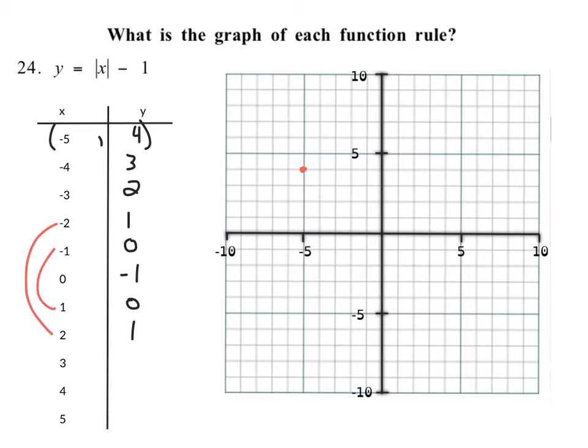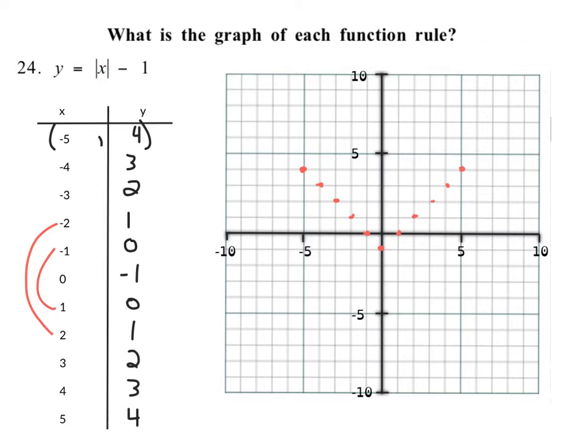Right? Absolute value of 3, 3. 3 minus 1, 2. Absolute value of 4 is 4. 4 minus 1 is 3. Absolute value of 5 is 5, minus 1 is 4. And so if we plot those points, and I'll plot them in red, we've got negative 4 comma 3, negative 3 comma 2, negative 2 comma 1, negative 1 comma 0, and 0 comma negative 1 is down here. And then it starts going back up. 1 comma 0, 2 comma 1, 3 comma 2, 4 comma 3, and 5 comma 4.